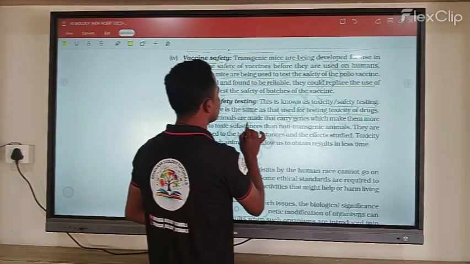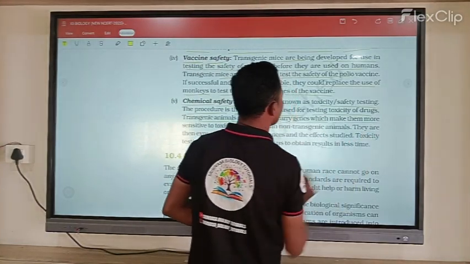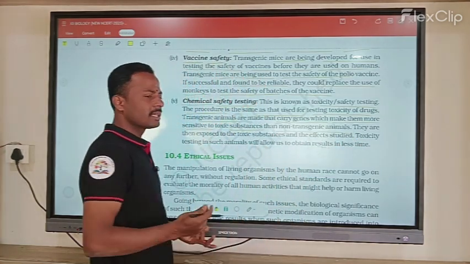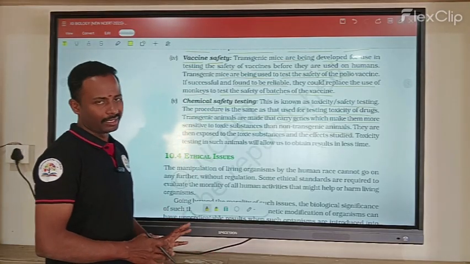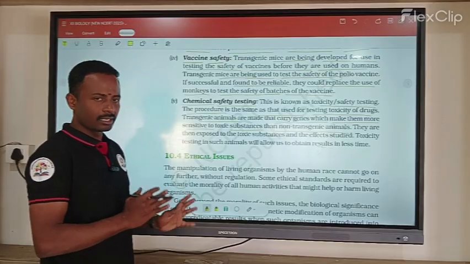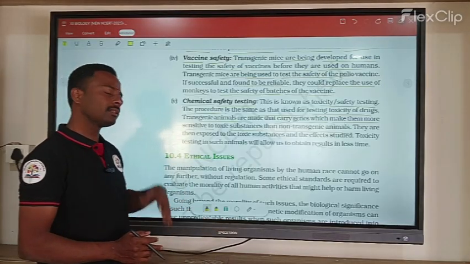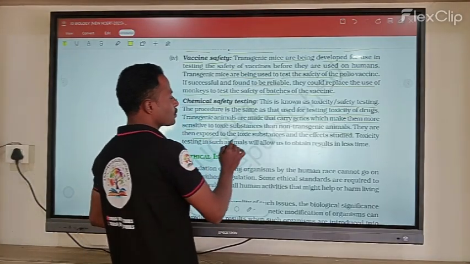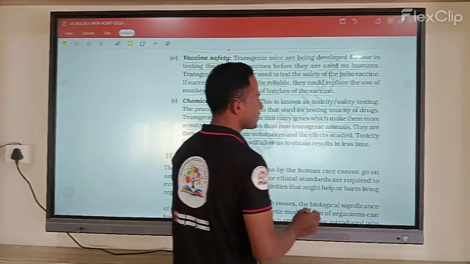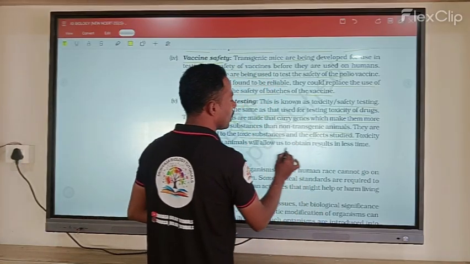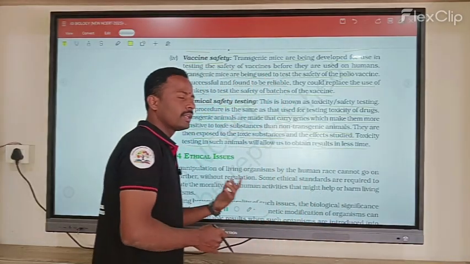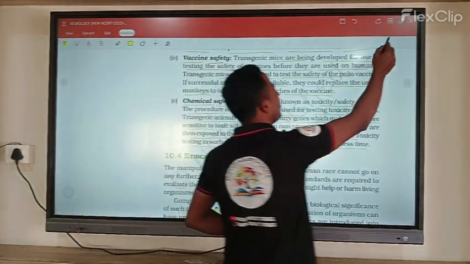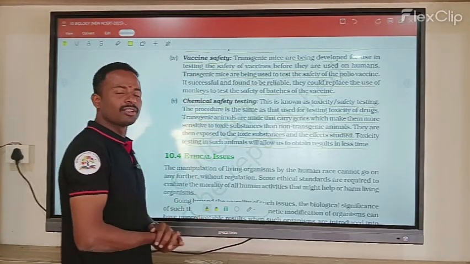Transgenic animals are made that carry genes which make them more sensitive to toxic substances than non-transgenic animals. So if a drug is harmful, it is prohibited as a medicine for the disease. If it is active and working, it can be implemented in organisms. The animals are exposed to the toxic substance and the effects are studied. Toxicity testing in such animals allows results to be obtained in less time. So when doing this chemical testing, it gives results within a short duration. Okay, this is about transgenic animals.